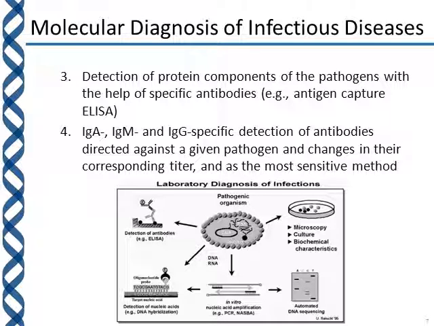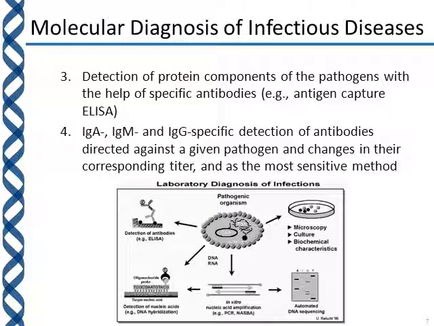Or there's the detection of the protein components of the pathogens with the use of specific antibodies. This would be an antigen capture ELISA. Here you have antibodies to specific components of a pathogen as your capture antibody. It captures antigens derived from that pathogen.